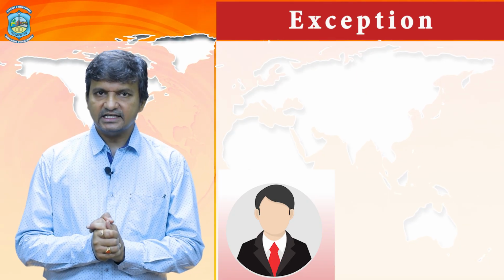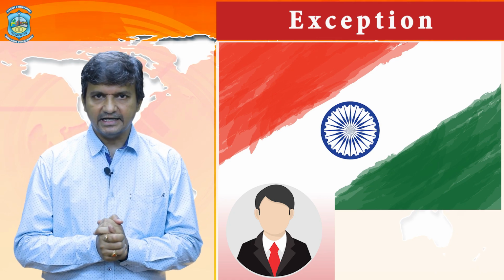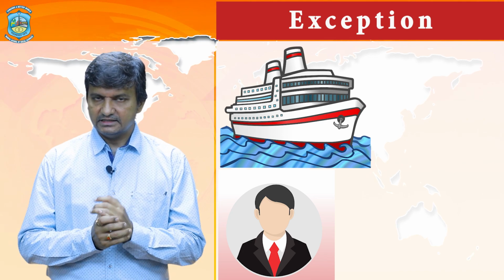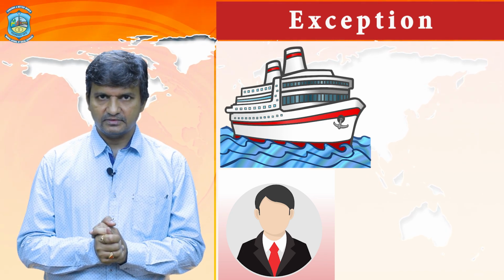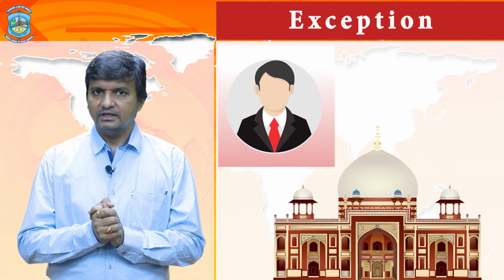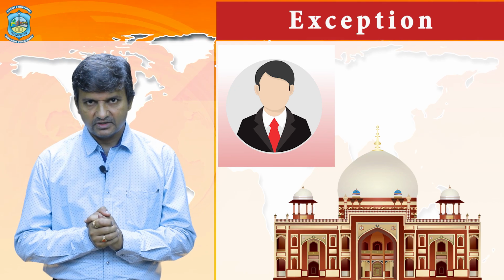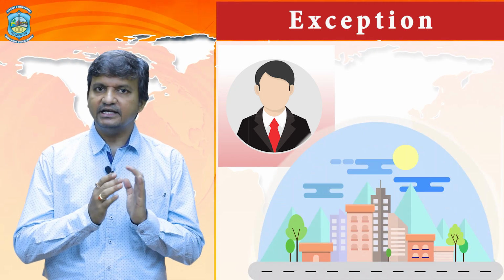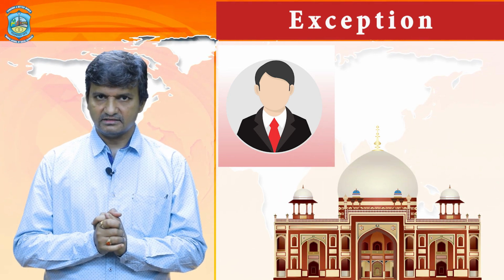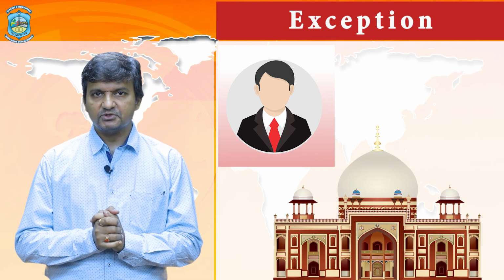Now exception number two, an individual who is a citizen of India goes outside India as a member of crew of an Indian ship. This individual will be covered under the second exception. Now the third one, an individual who is a citizen of India or a person of Indian origin who normally resides outside India but comes on a visit to India during the previous year. This will be covered under the third exception. Now how do I define a person of Indian origin?